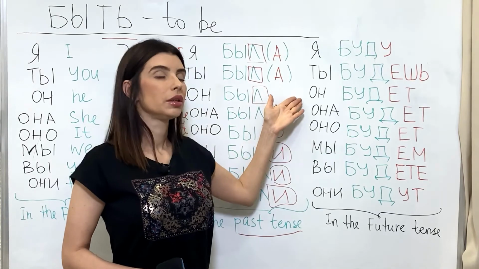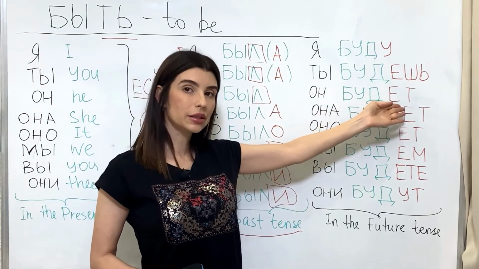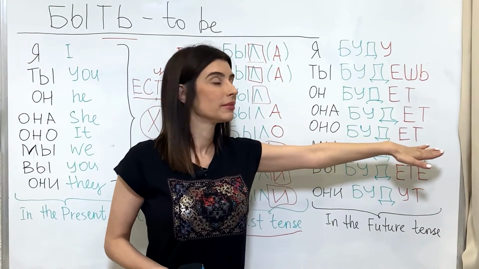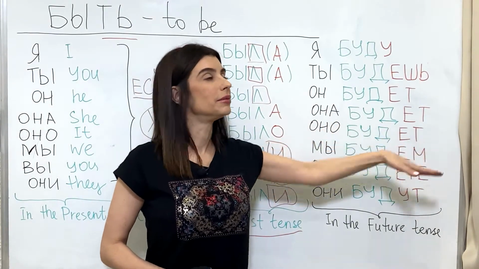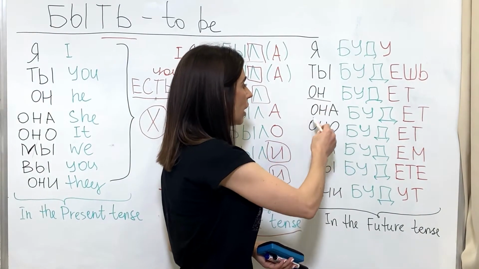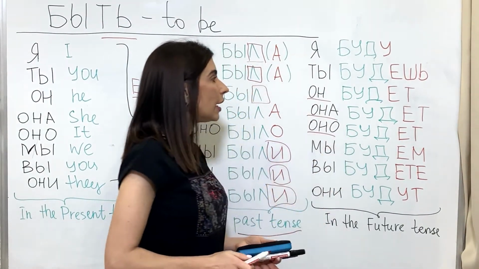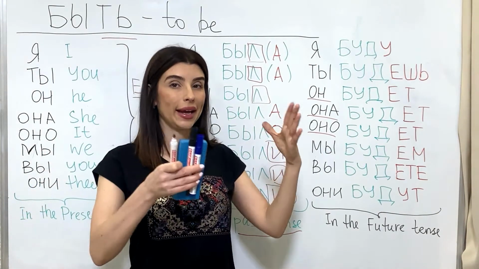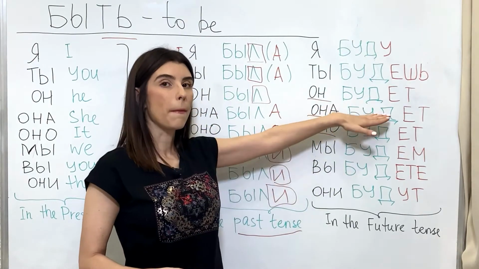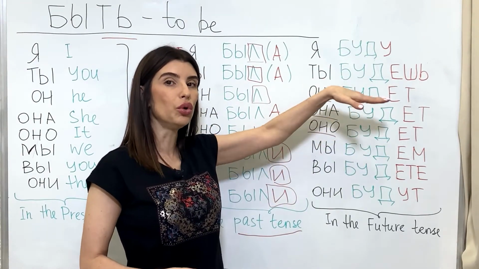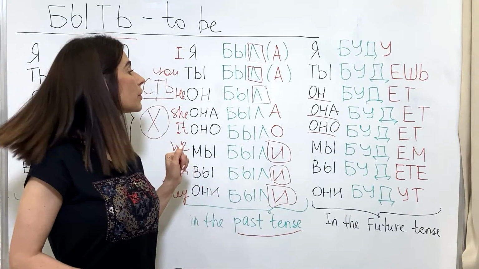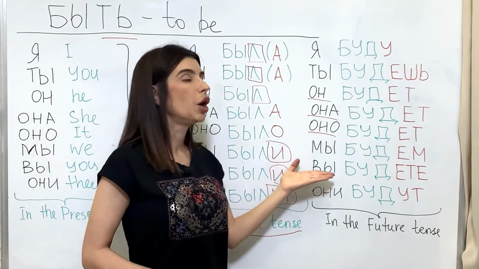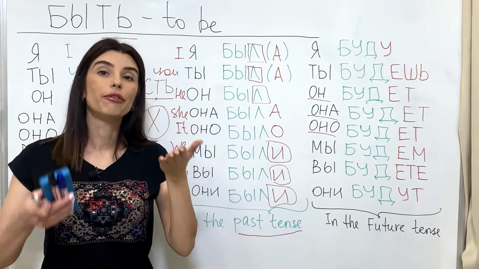After that, он будет. Again, она будет. It's the same. Оно будет. You see, он, она, оно will be the same. I mean the same ending on the verb быть. So, будет. Do you see? So, он, она, оно будет. Вы будете. Вы будете.